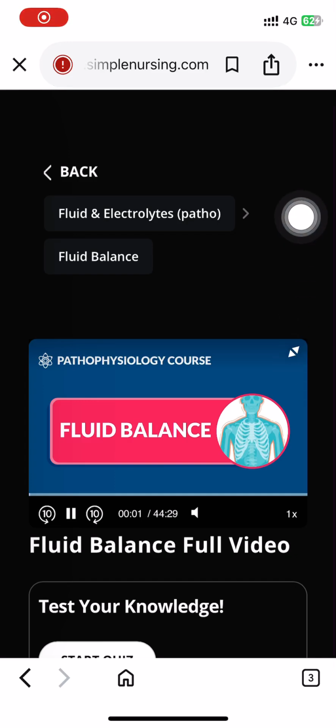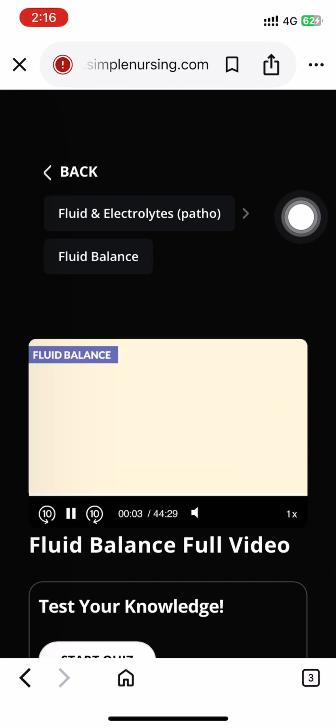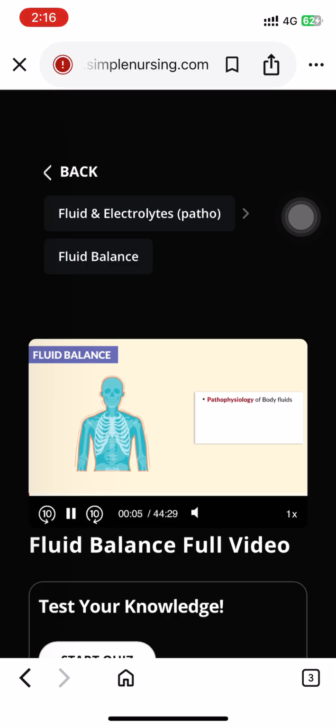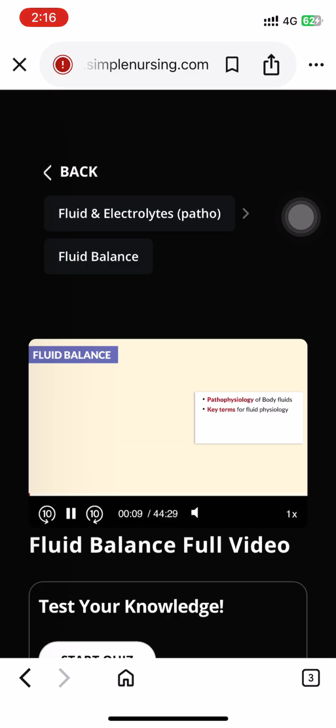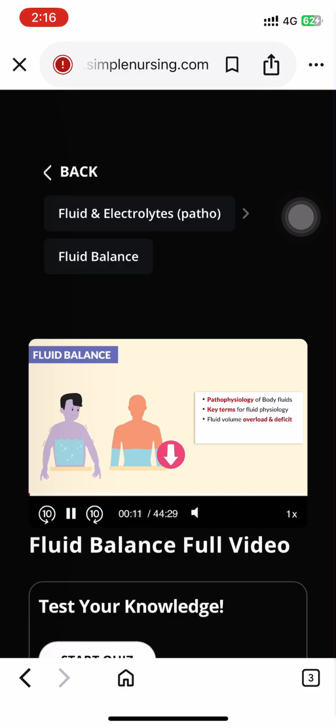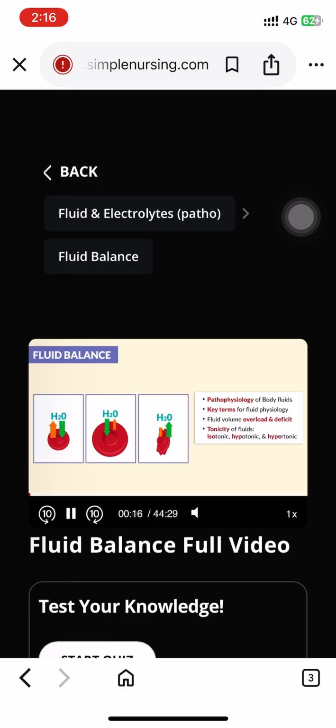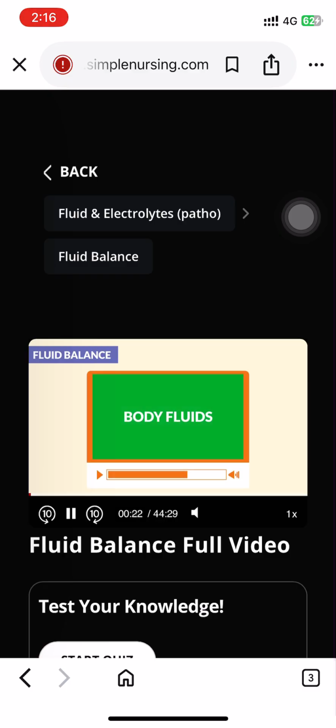Now for fluid volume balance. In this video, we're going to be going over pathophysiology of body fluids, key terms for fluid physiology, as well as fluid volume overload and deficit. And also, finally, the tonicity of fluids: isotonic, hypotonic, and hypertonic solutions. So let's play the first segment right now.